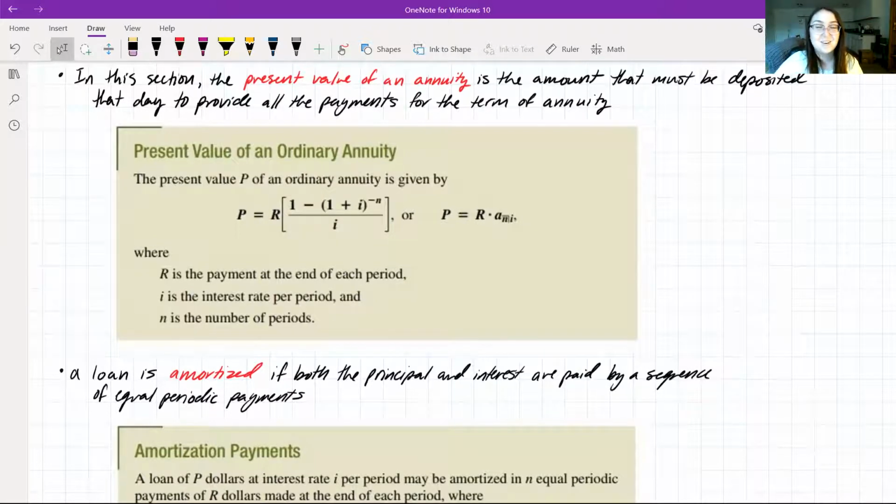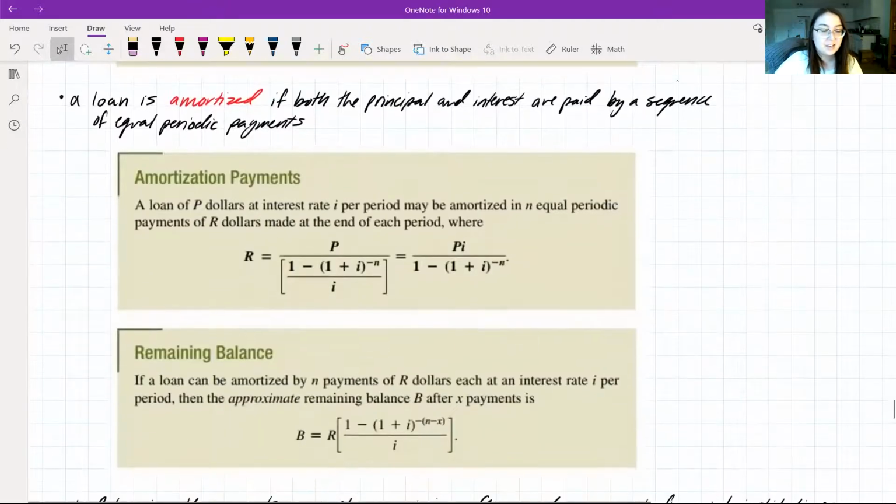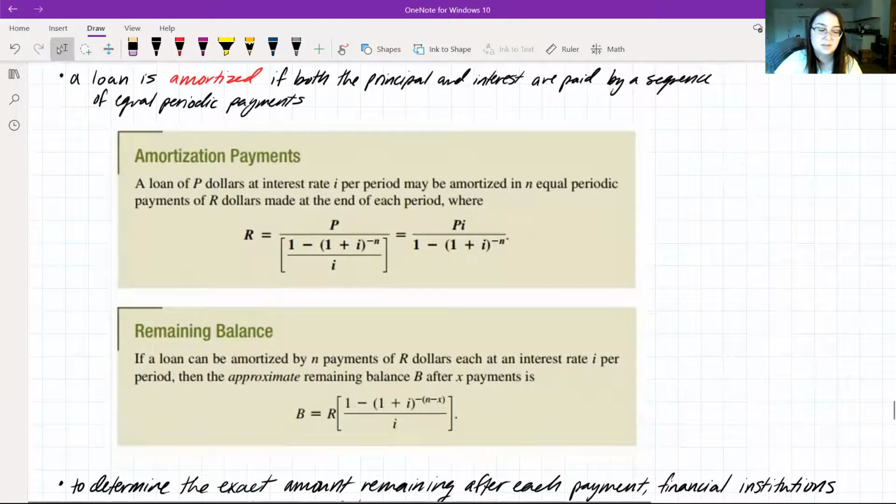So remember which one is which, don't mix them up. We say a loan is amortized if both the principal and interest are paid by a sequence of equal periodic payments. When we say a loan is amortized, we basically mean that we're paying the loan off within a certain amount of time. So amortization payments: a loan of P dollars at interest rate I per year may be amortized in N equal periodic payments of R dollars made at the end of each period.